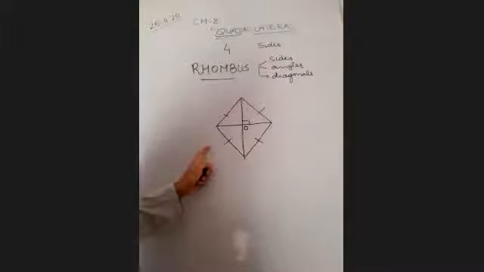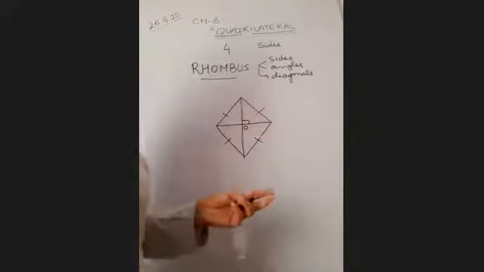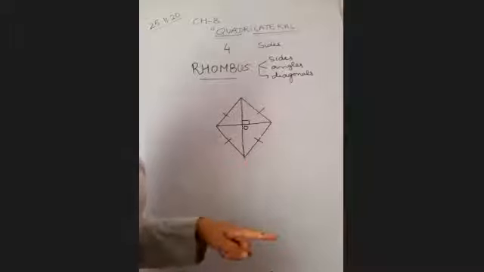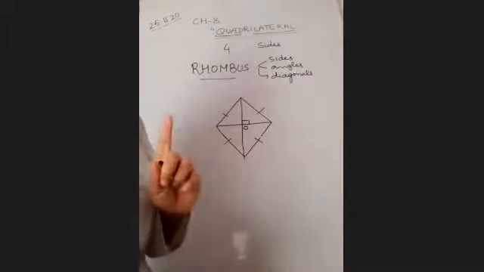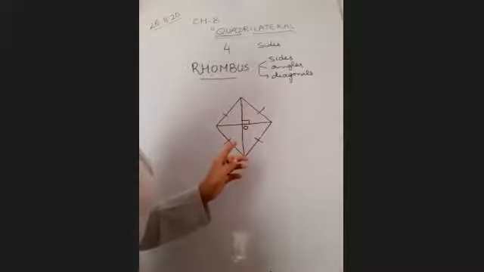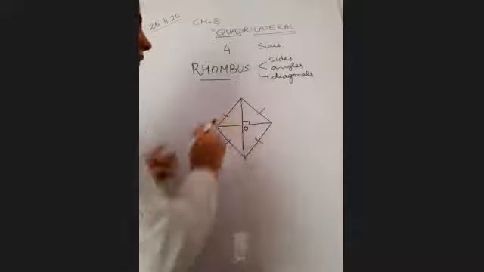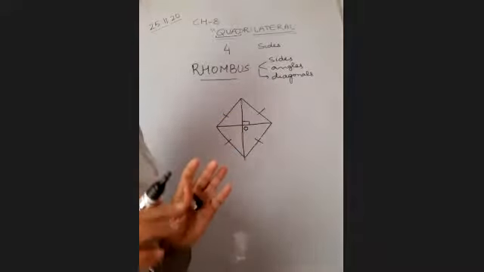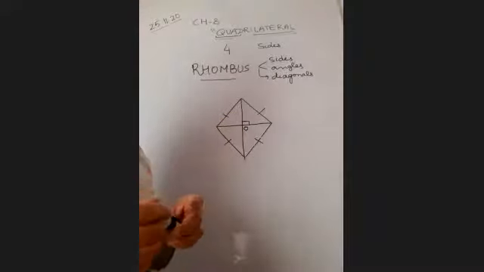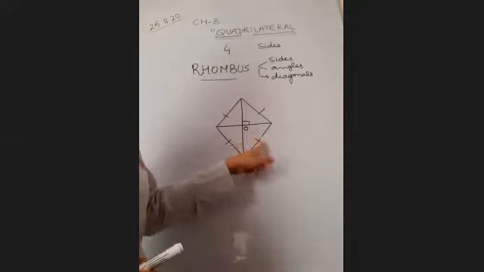Now square also has all sides equal. But what is the difference between square and rhombus? In square, diagonals are equal, and in rhombus, diagonals are not equal, and the vertex angles are also not 90 degree. So now children, you can know the difference between all the four. Likewise, every rhombus is a parallelogram because opposite sides are equal as well as parallel.